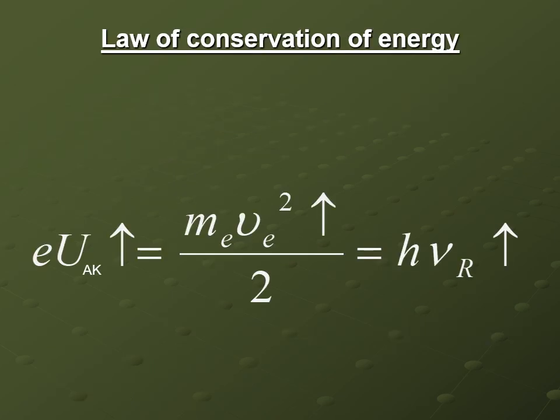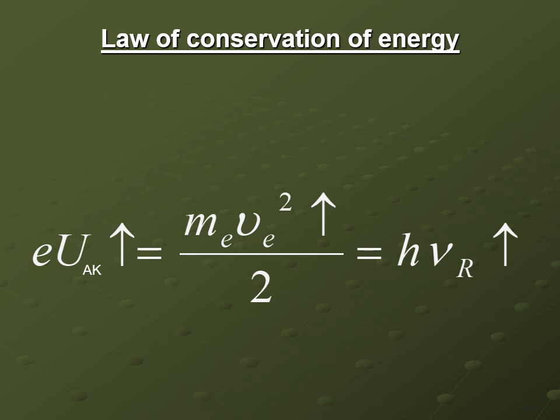When generating X-rays, we also have the law of conservation of energy. Initially, the electron acquires potential energy. Our potential energy is equal to the product of the electron charge by the voltage between the anode and the cathode. Then, with acceleration, this potential energy turns into the kinetic energy of the electron, and here we have kinetic energy as the product of the mass of the electron by the electron velocity squared, divided by 2.